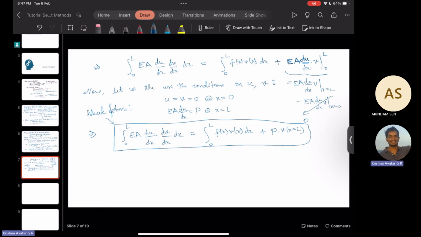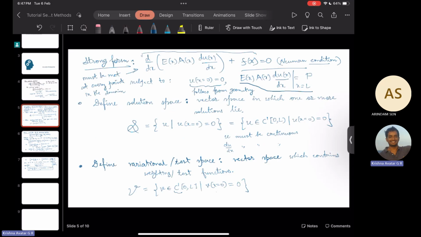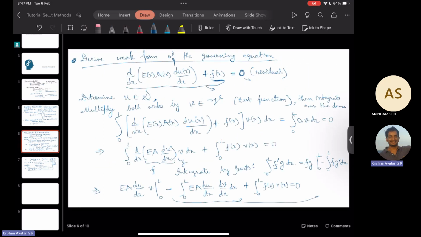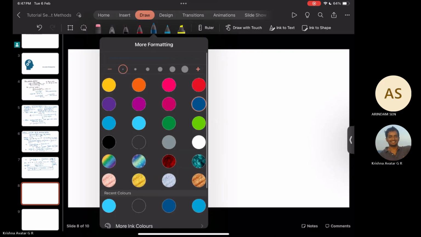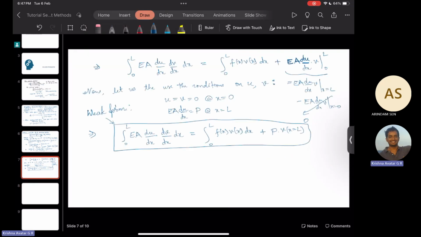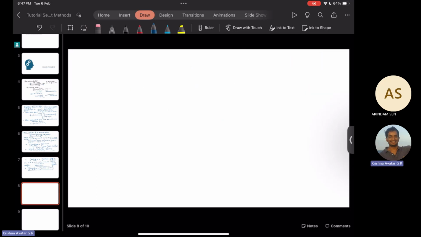Okay. So now we have obtained one aspect, right? This we have obtained as the weak form. Now, in order to solve this problem, we may require to discretize the problem, since we need to solve this problem numerically. So we will discretize the domain. This is the second part.